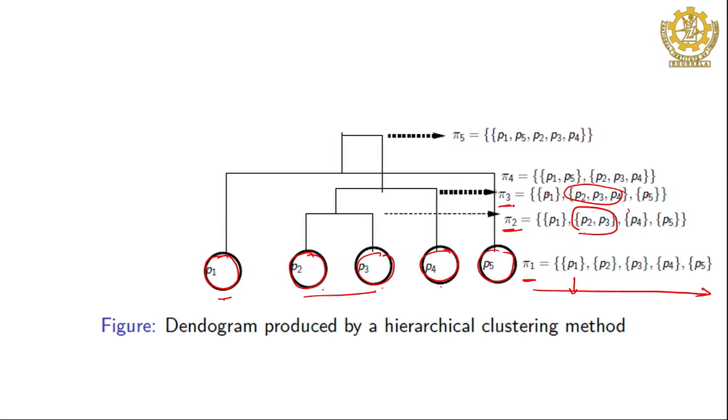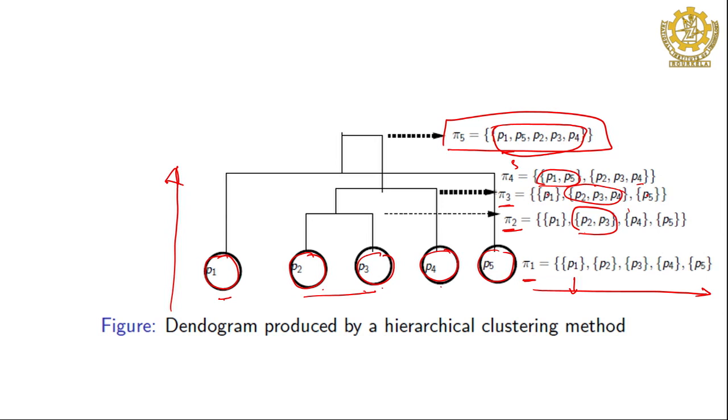So, it has 3 clusters. Now, you merge P2, P3, P4 as one cluster, and you merge P1 and P5 as another. So, there are 2 clusters. Now, you merge these 2 clusters and you get a clustering, let us say pi 5, which forms the single cluster containing all points. So, if you see it from down to up, this is called the agglomerative approach.